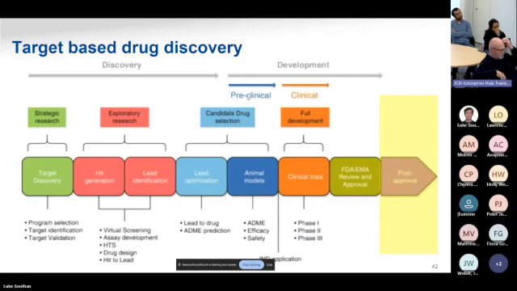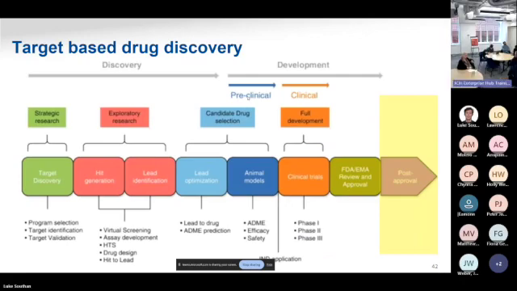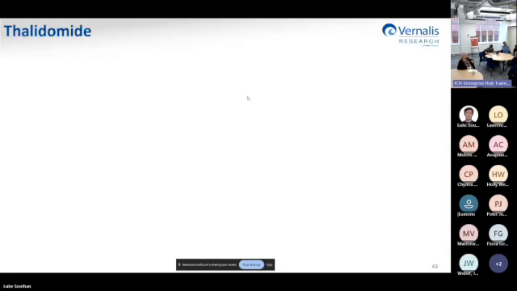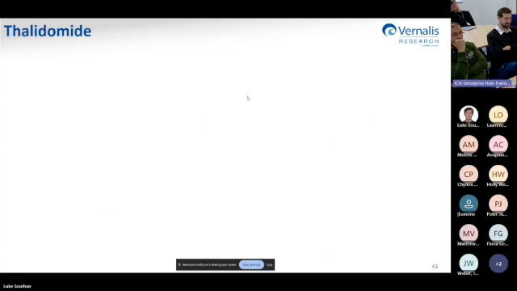discovery, once it's been through phase 1, phase 2, phase 3, which I'm not going to discuss because that would be a whole different thing, and it's been approved. It's post-approval and keeping an eye on what the drug does, and that comes looping back to thalidomide and induced proximity.